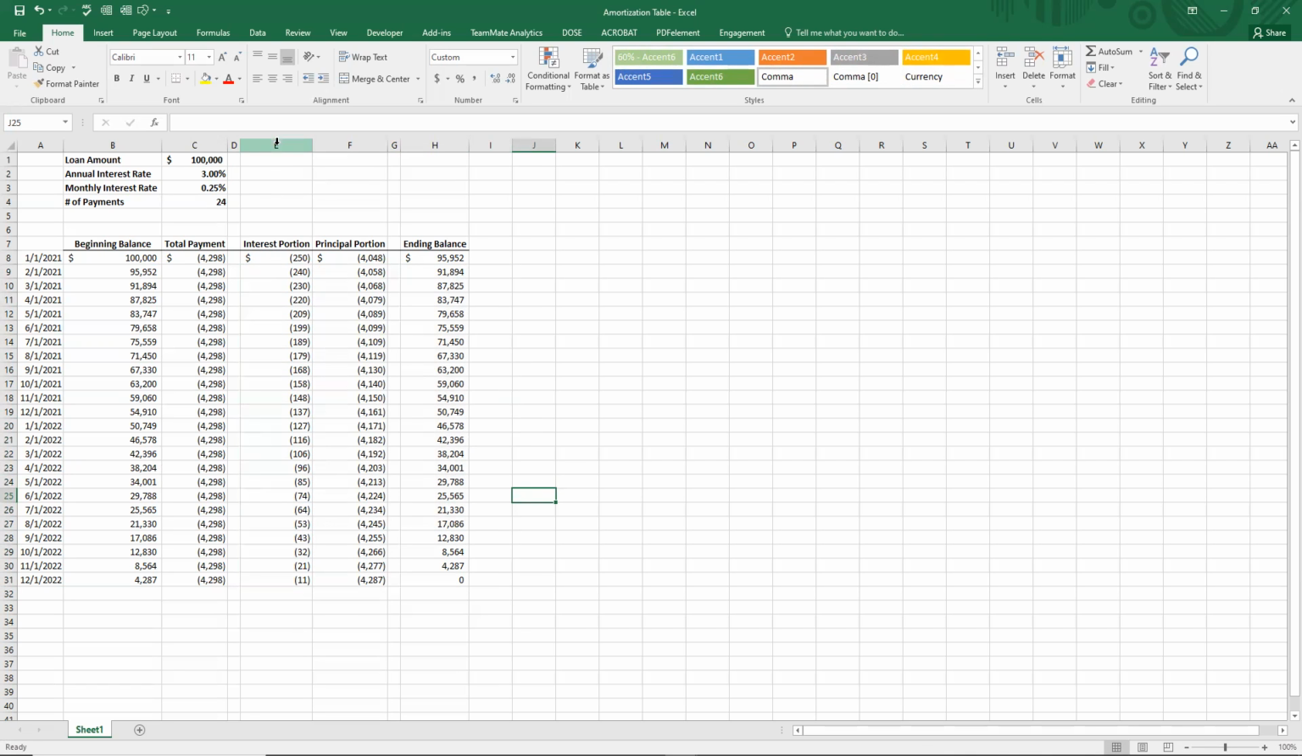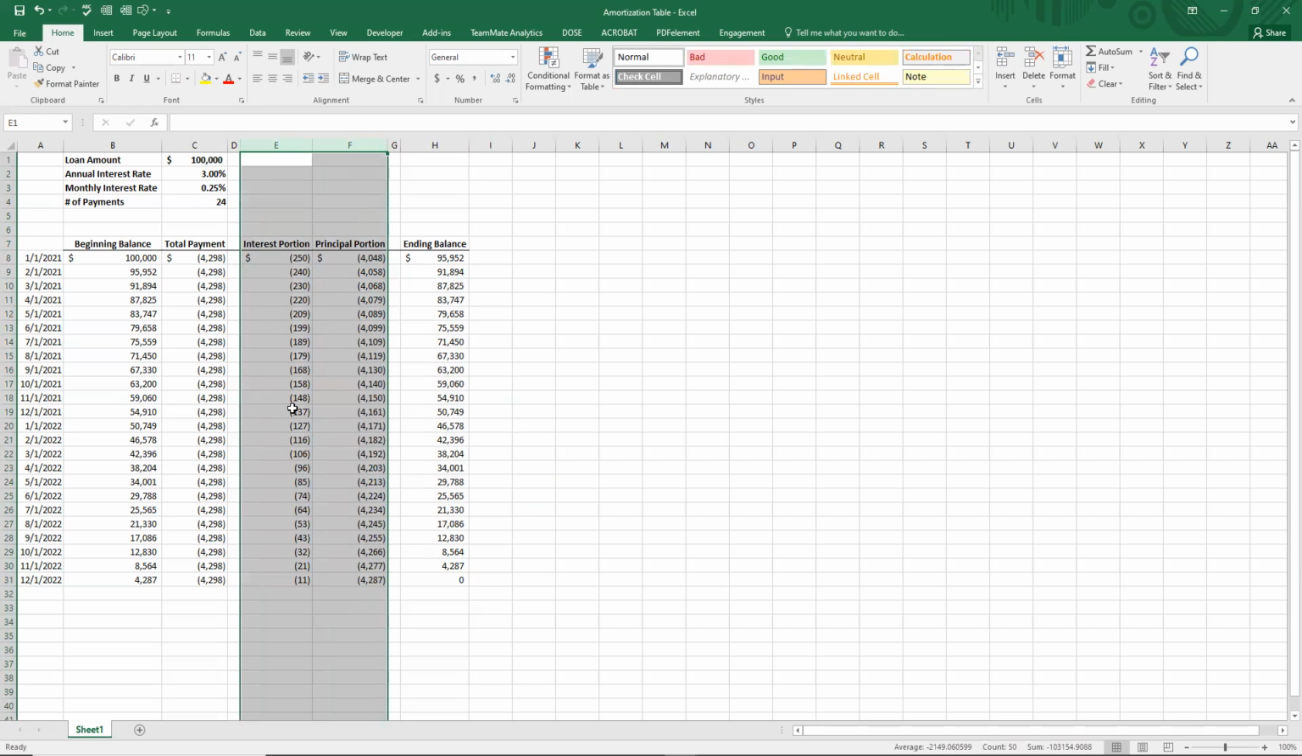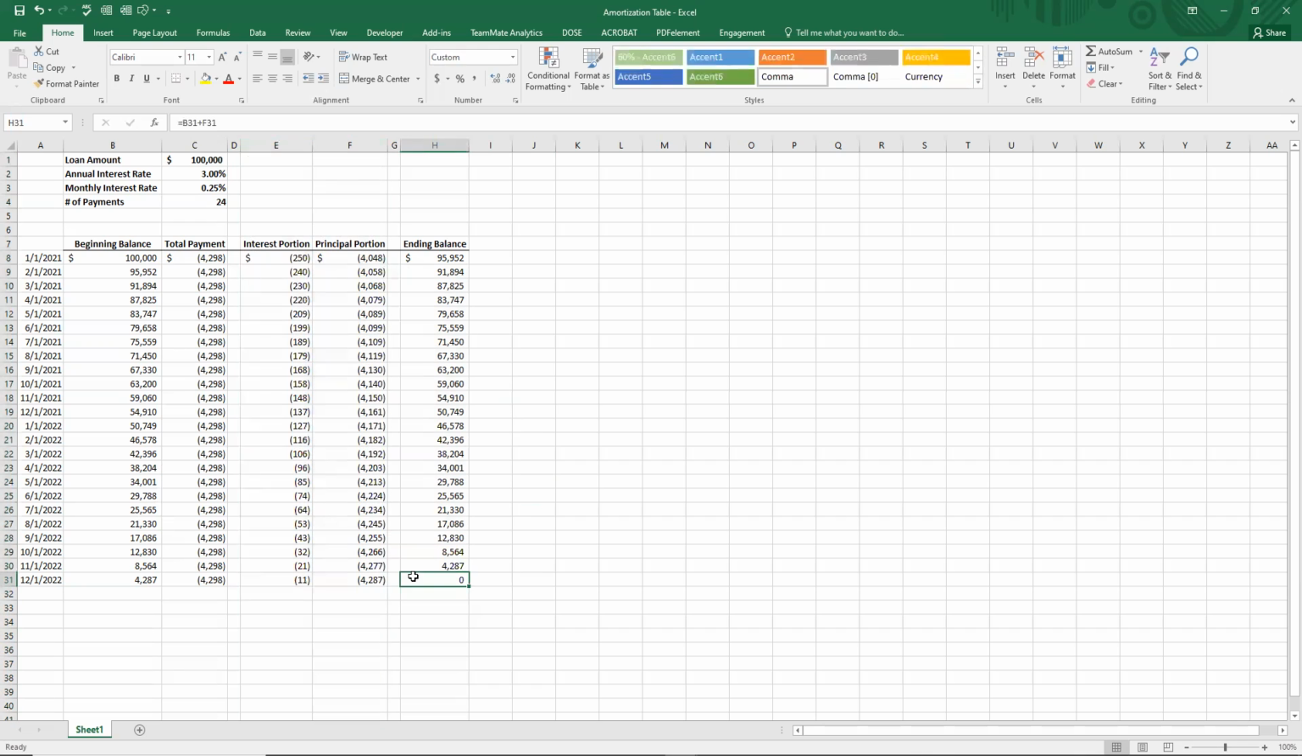And as you can see, this makes sense because first of all, when you look at the ending balance, it's a 0, and that's one way to check that you have done this correctly. Another way to tell is that the interest portion and the principal portion changes over time, while the total payment remains the same. And again, the ending balance 0, that's the most important thing to make sure that you have done the calculation correctly.